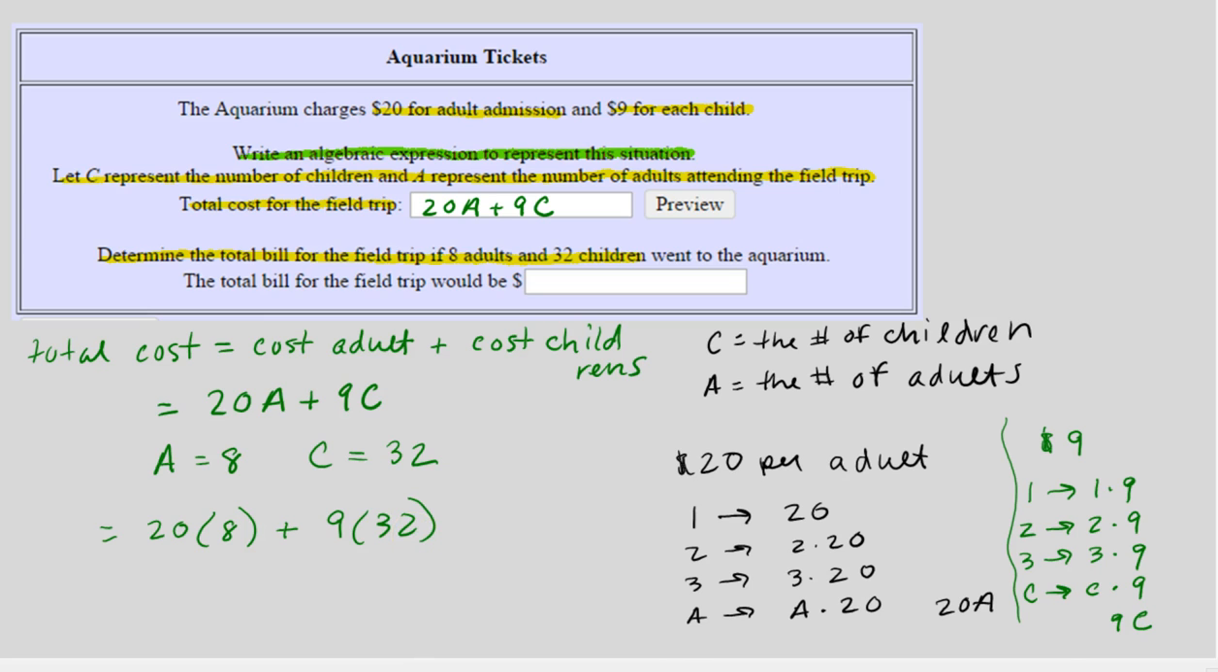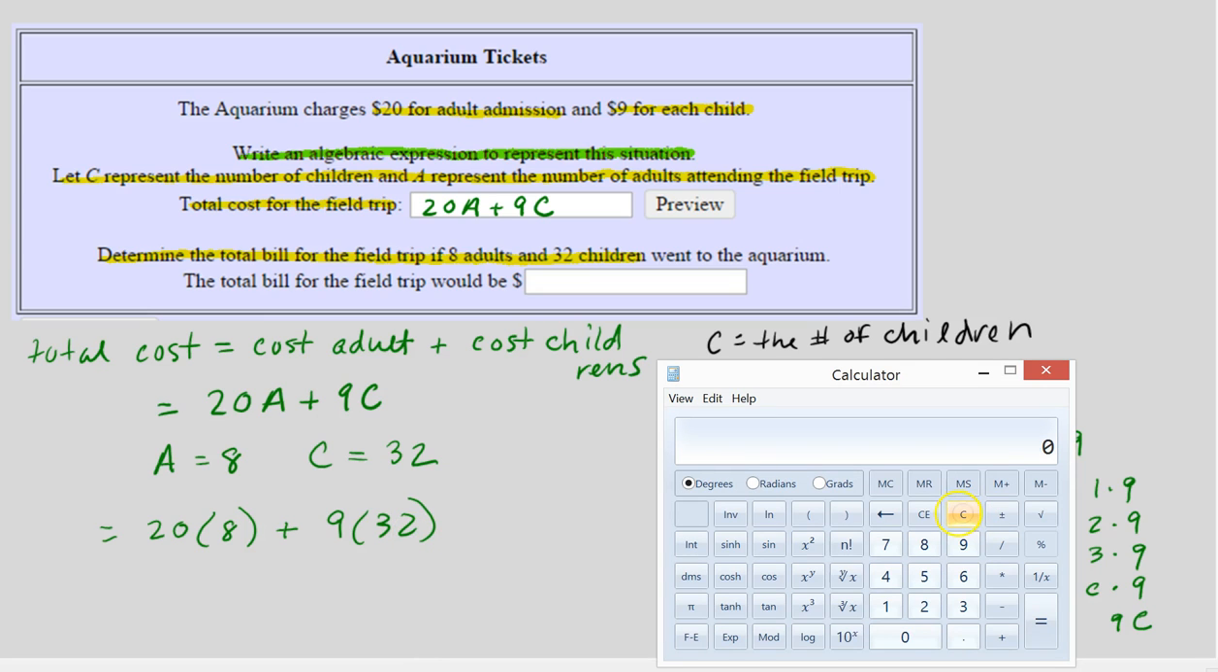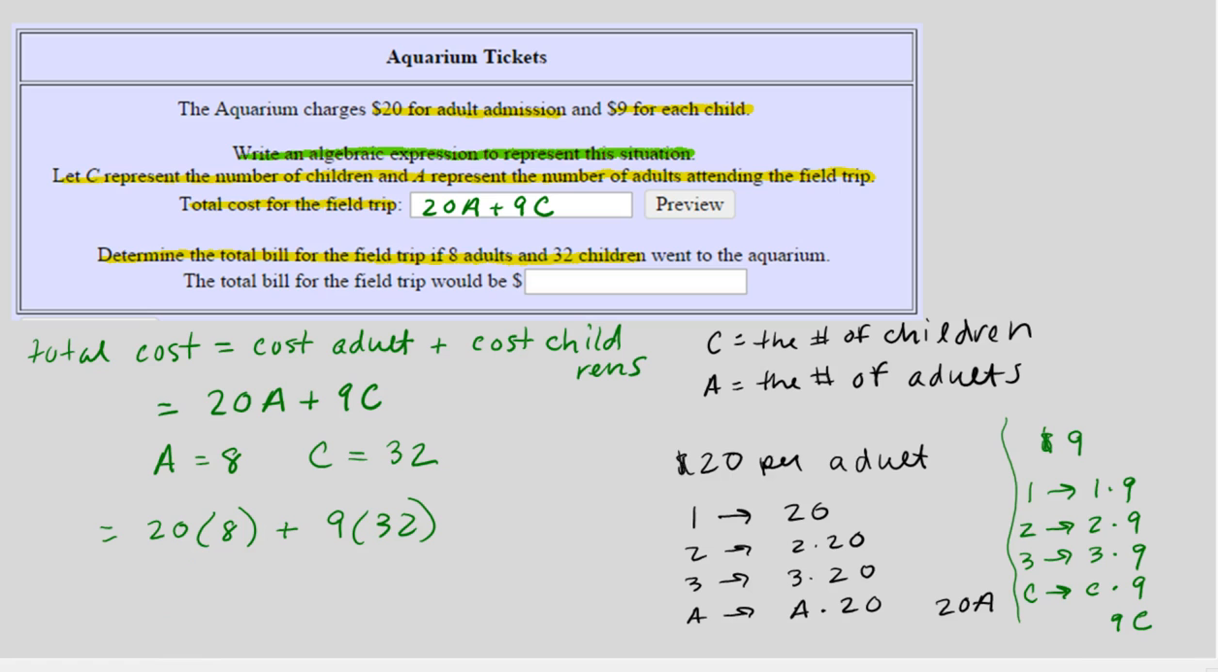And let's compute this on the calculator. So 20 times 8 plus 9 times 32 gives us a total of $448. And that will be our final answer.